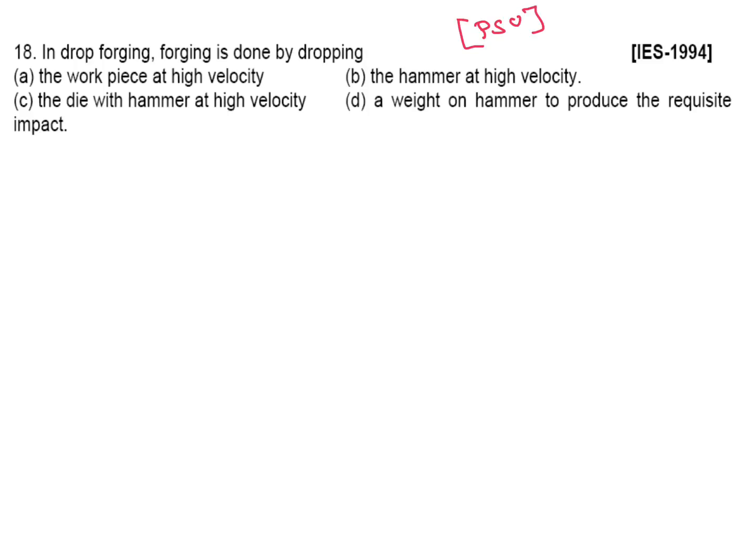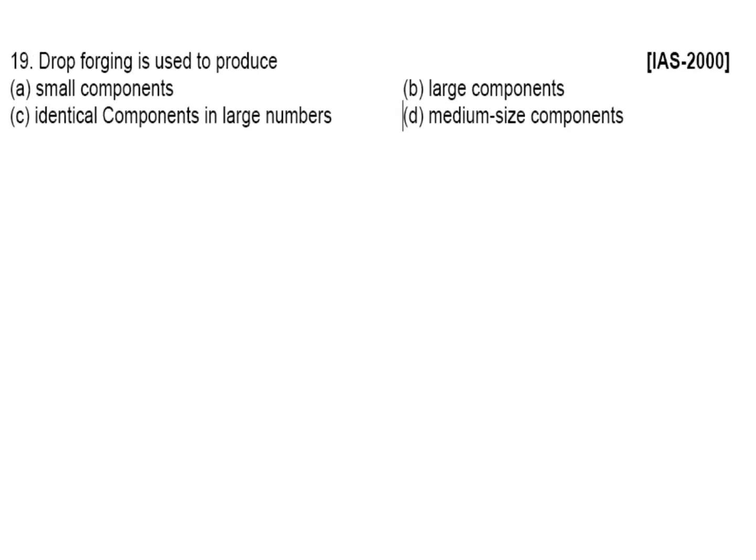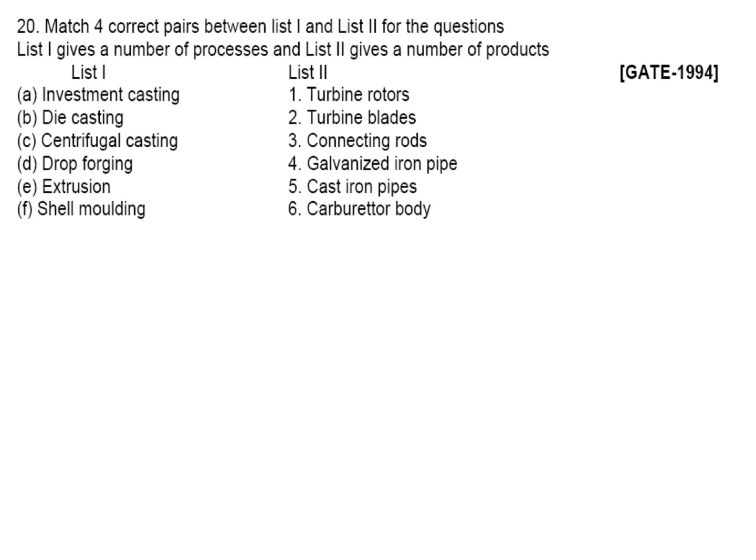In drop forging, forging is done by dropping the die with hammer at high velocity. Drop forging is used to produce small components. Then matching. All examples are very important. Investment casting, it's turbine blades. Then die casting, it's carburetor body. Then centrifugal casting, hollow cylindrical parts, cast iron pipes. Then D, drop forging, connecting rod, yes, 3. Then extrusion for tube making we are doing, or galvanized iron pipe. Then shell molding, it's for turbine rotors.